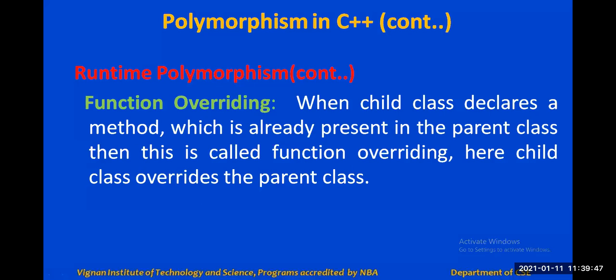So this compile time polymorphism, we can also call it a static polymorphism, or we can also call it early binding, right? So early binding, you know what is meant by binding? What is meant by binding?